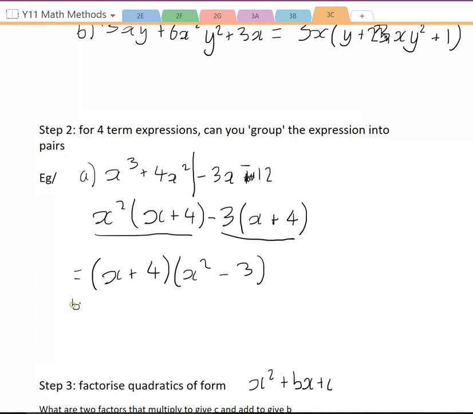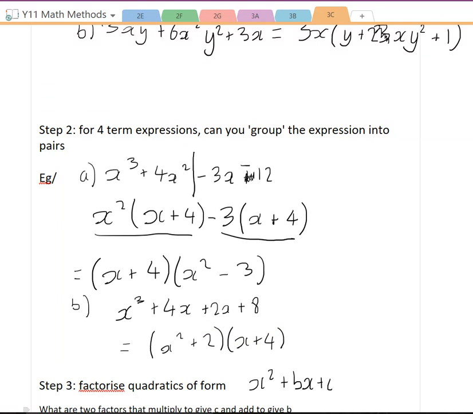So another example could be x cubed plus 4x squared plus 2x plus 8. The answer to that one is x squared plus 2 outside of x plus 4. I want you to see if you can get to that answer, and we'll talk about it in class.